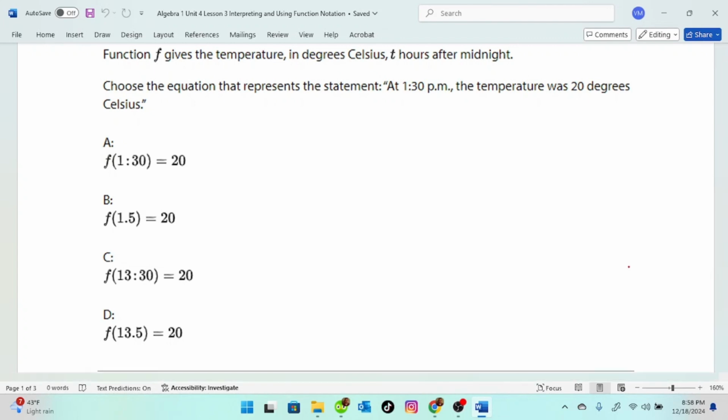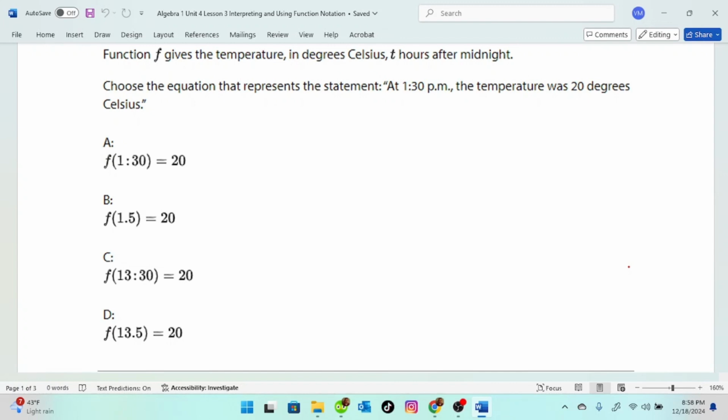Now we can begin the practice problems for Unit 4, Lesson 3. Function f gives the temperature in degrees Celsius T hours after midnight. Choose the equation that represents the statement at 1:30 p.m. the temperature was 20 degrees Celsius.